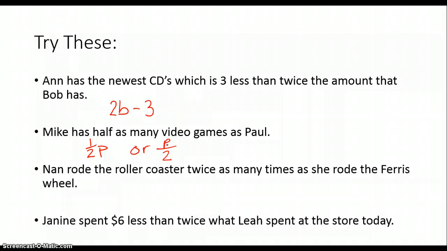In the next one, Nan rode the roller coaster twice as many times as she rode the Ferris wheel. Well, to find out how many times she rode the roller coaster, I first need to know how many times she rode the Ferris wheel. Since she rode the roller coaster twice as many times, I'd have to find out how many times she rode the Ferris wheel and then multiply that by 2.